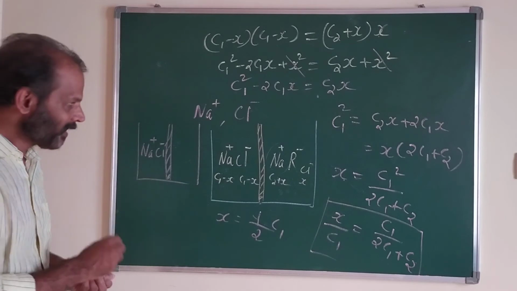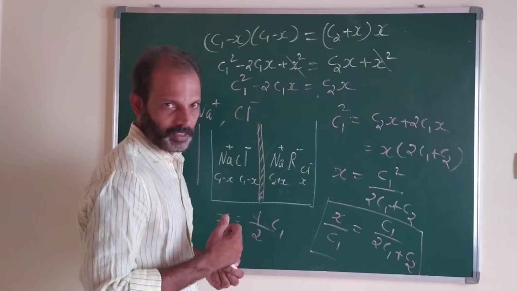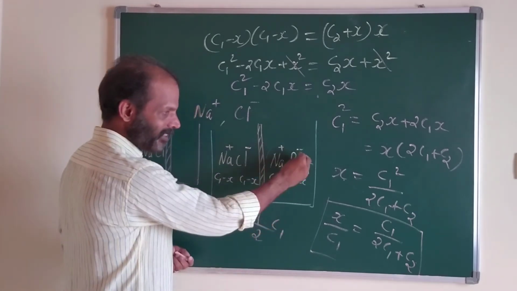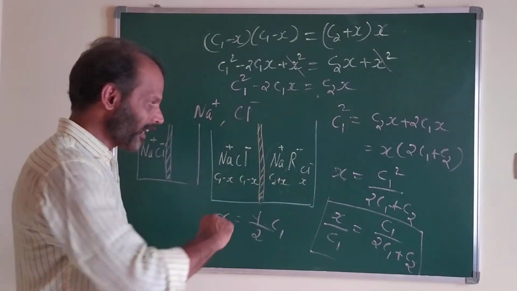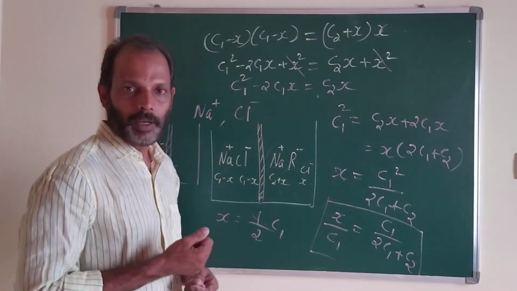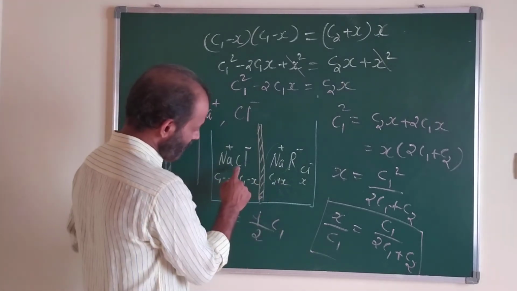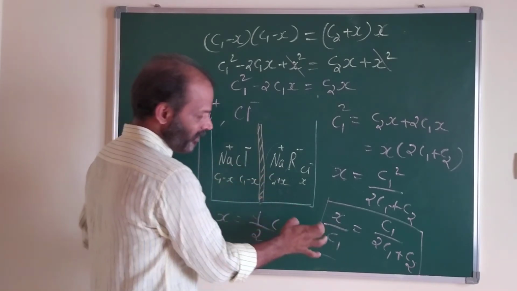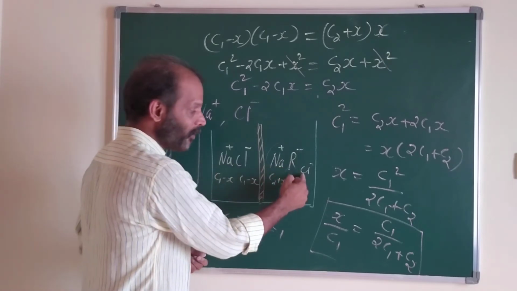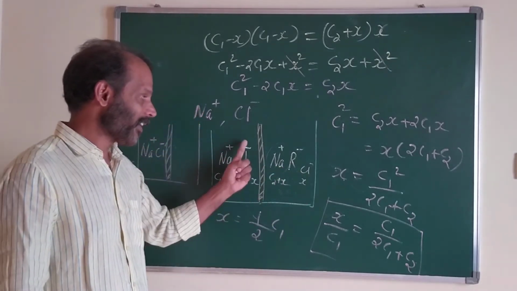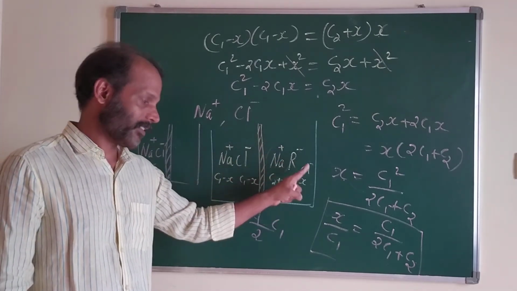No doubt. But we have NaR in the second chamber, right? Na plus and R minus in the second chamber. We have already taken the non-diffusible ions in the second chamber, and in the first chamber, NaCl. So what? The number of Na plus and Cl minus ions present in this chamber will not be equal to the number of ions present in this second chamber.